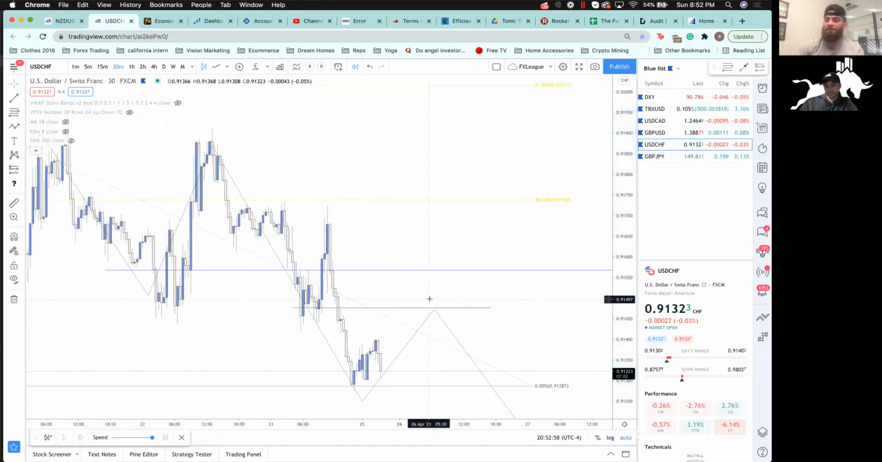And this is why every single major pair doesn't move the same. USD CHF, I'm looking to short this. That's my idea. But we need the USD buyers to step in to push this up.